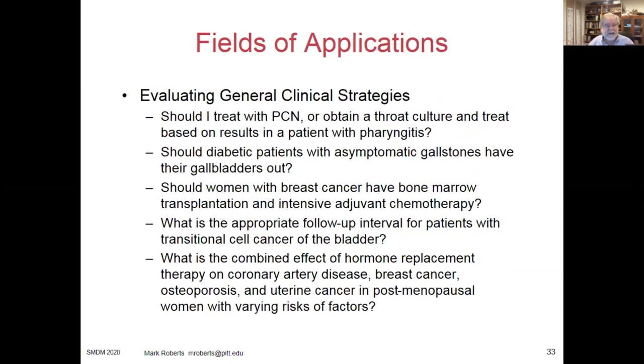Here's just a list of a whole bunch of decision analyses that have been done. Some are just branch and node, and some are branch and node blended with Markov processes. These are papers from the last 10 or 15 years that have answered questions that some of them you could answer with other methodologies, and some would be too complicated to answer with others.